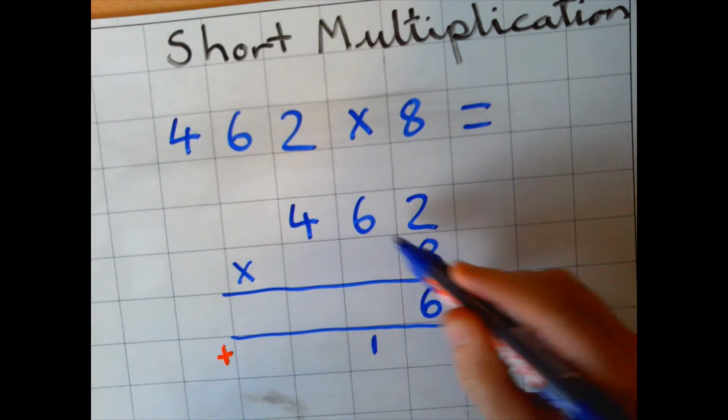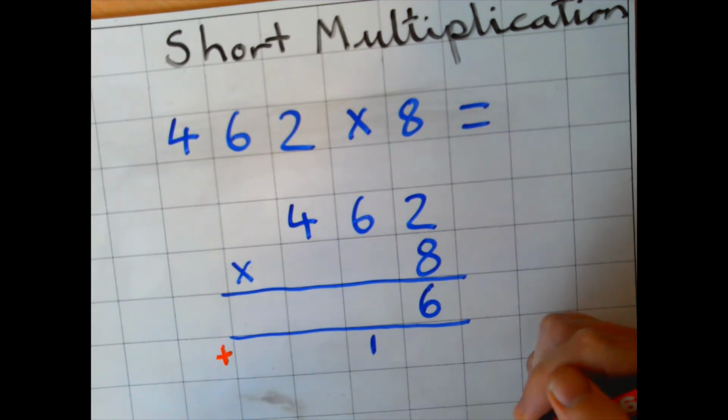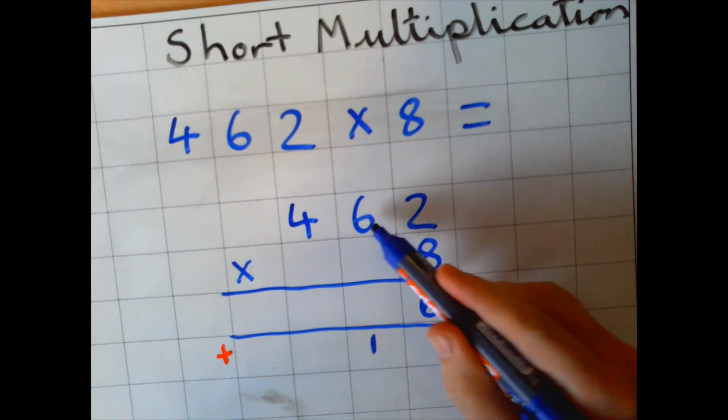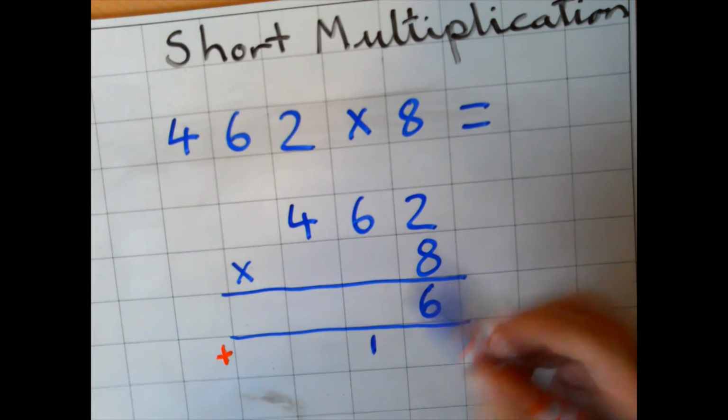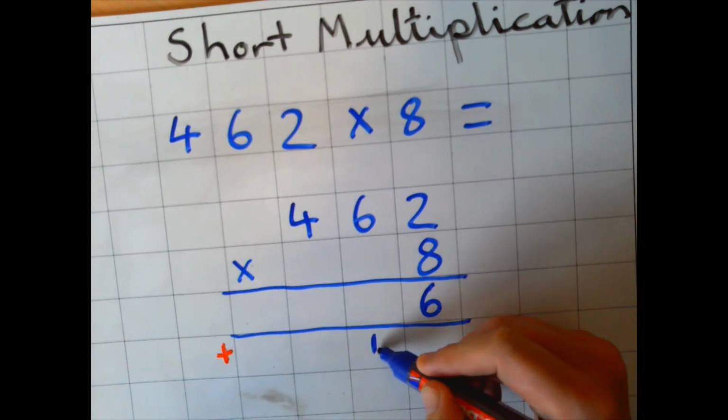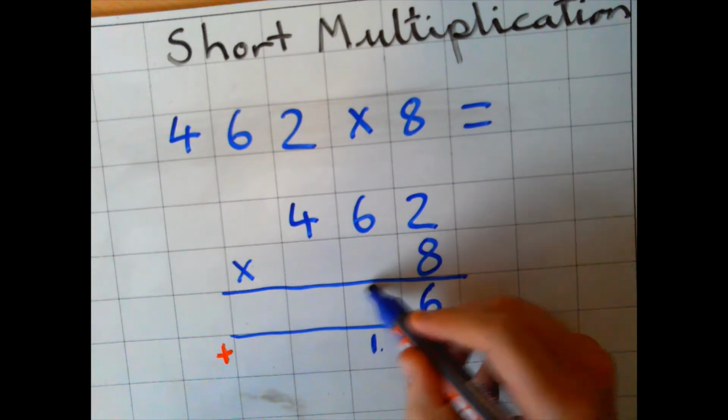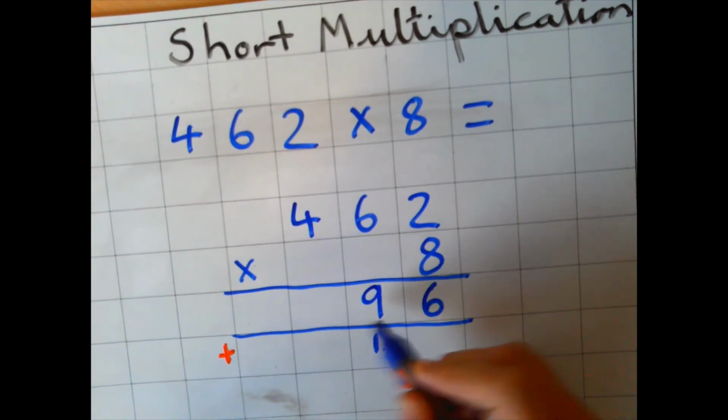And we'll do the same thing with the 4 that represents that 40. 8 times 4 is 32, plus the 4 is 36. So my answer is 3,696.